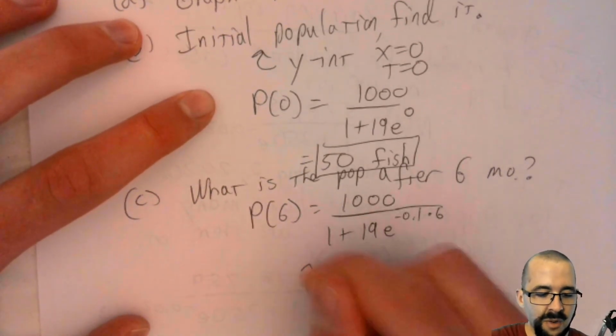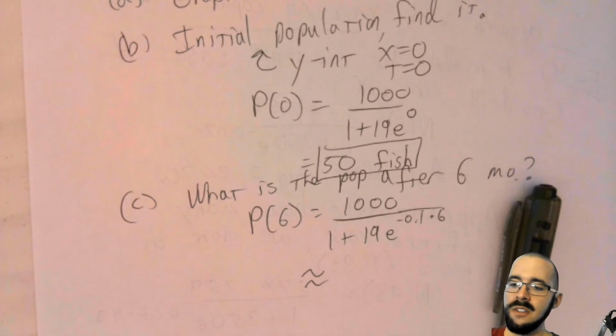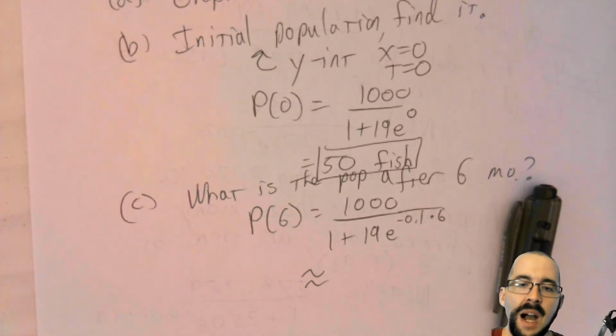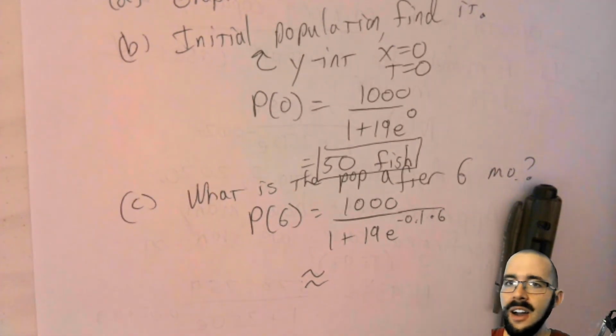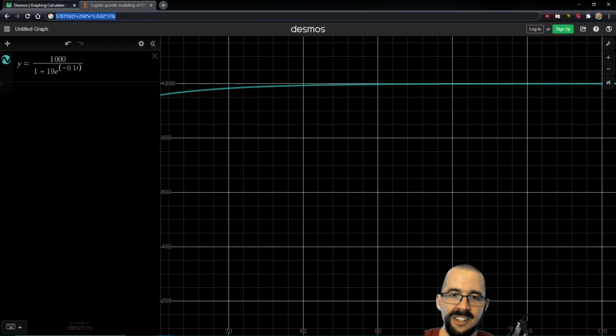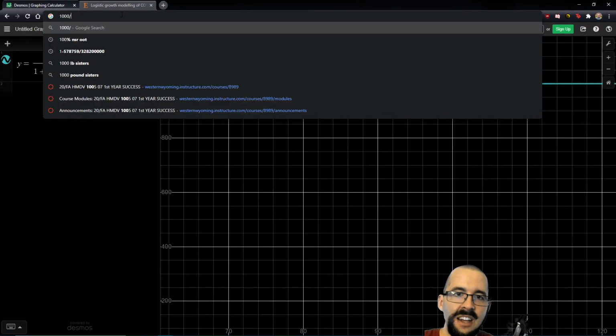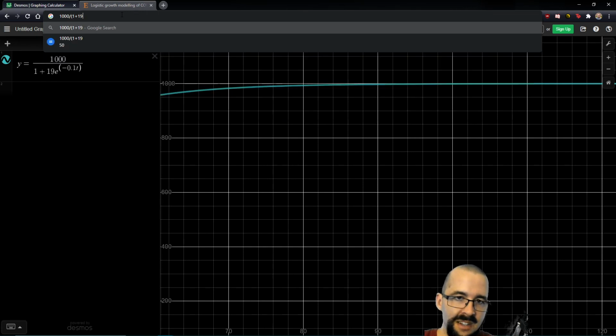All you do is just plug it into a calculator and round to the nearest whole number, because we're dealing with populations, okay? You definitely don't want fractional populations. That's weird stuff. So 1,000 divided by 1 plus 19 e raised to the negative 0.1 times 6 is going to be 87.5. That's going to round to 88 fish.